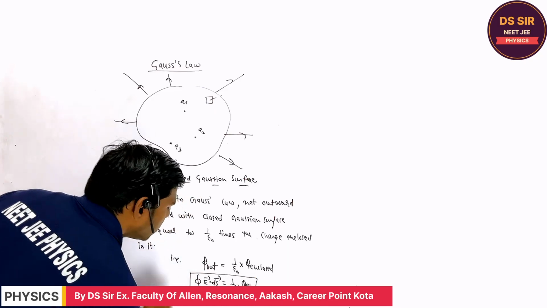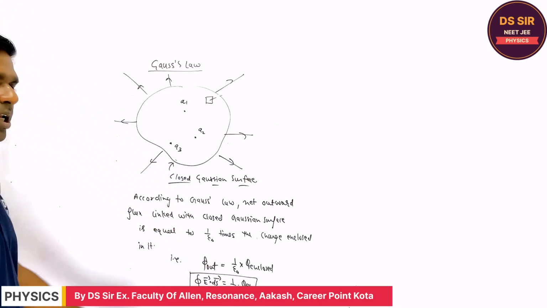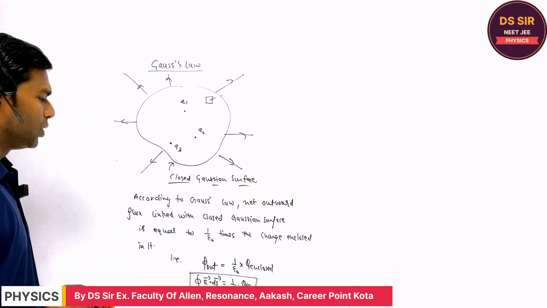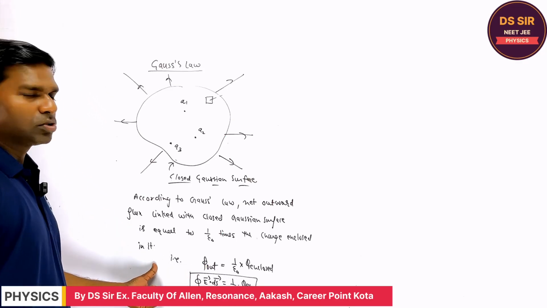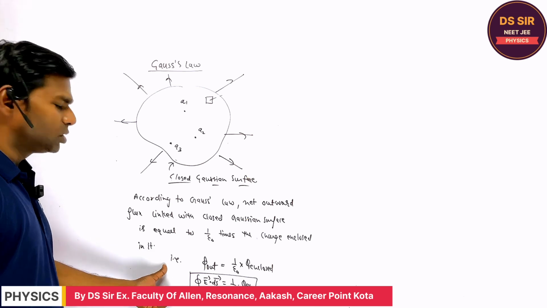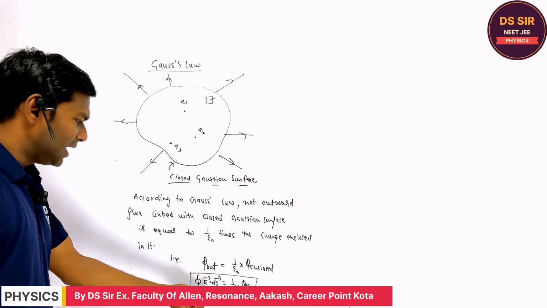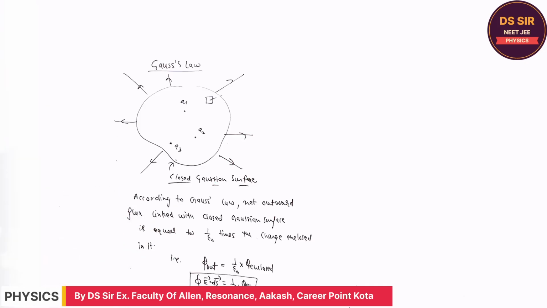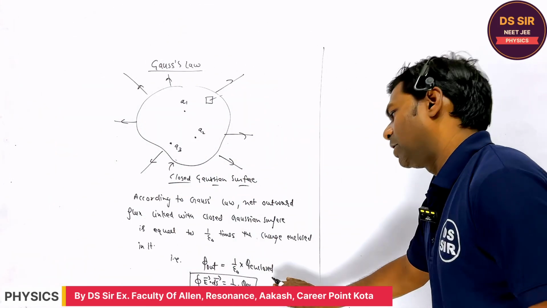This is called Gauss's law. Is it clear or not? The integral of E dot ds is equal to 1 upon epsilon naught Q enclosed. This is Gauss's law. How do we use this to get the electric field? We will see in the next part. Copy this first. So how to solve this question, how to use this?